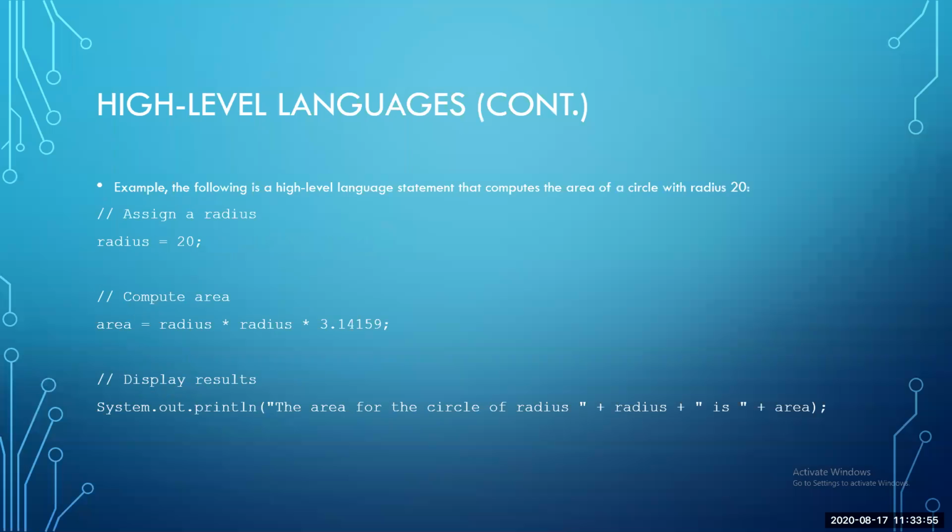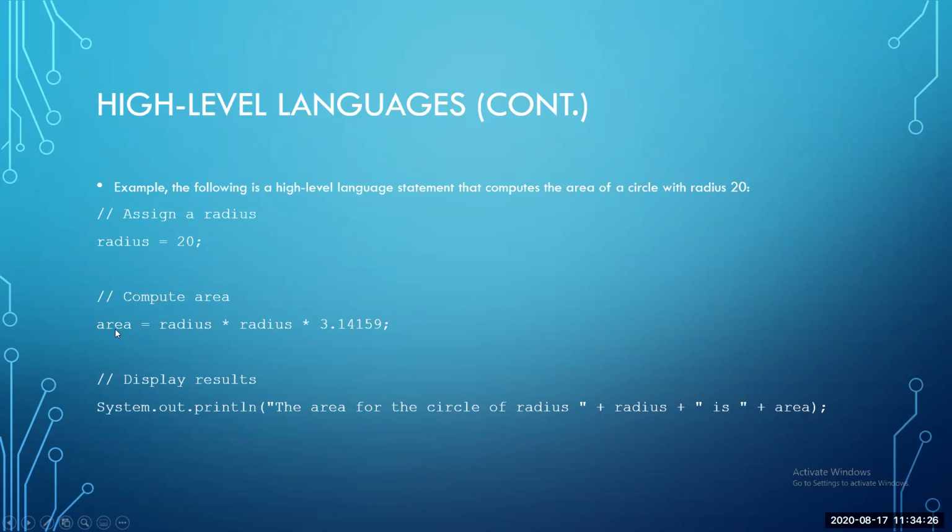So here's a Java example of what we would do. It's a lot simpler, a lot more readable than that assembly language earlier. So what are we trying to do here? All we're doing is trying to calculate the area of a circle, right? So what do you need? First, you need the radius. So we're setting radius equal to 20. We have a radius of 20.